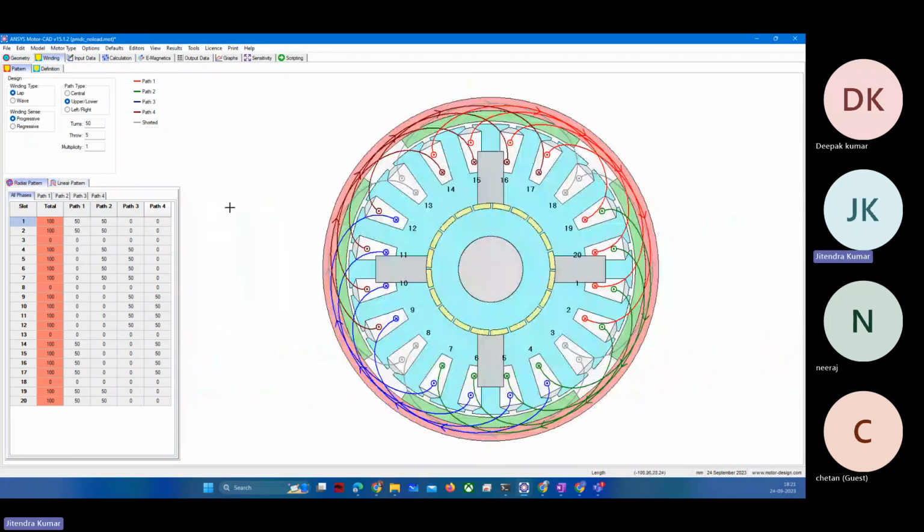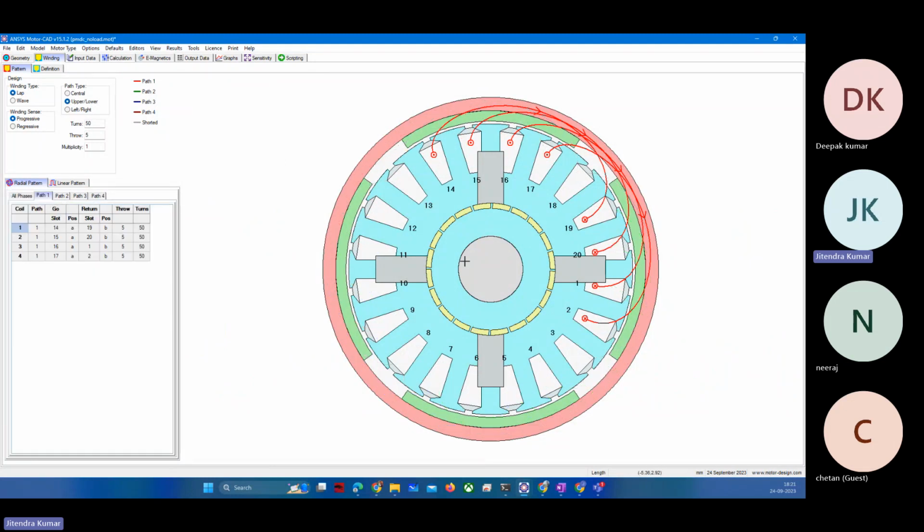So let me show you the radial pattern. This is how the armature windings are wound on the armature, right? This machine I have designed with 4 parallel paths, so you can see one parallel path, right? And the throw is nothing but the slots per pole. This cross is at 1, and this dot would be after 4 slots: 1, 2, 3, 4.